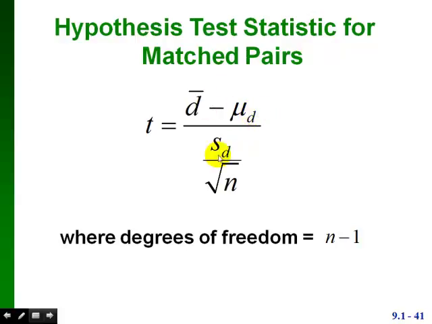Here's our test statistic. It's not quite as complicated as it was for the other two that we looked at. So again, this is our sample mean for the differences. This is our population mean. This is our sample standard deviation for the differences, and this is our sample size. Degrees of freedom here, since we're using the t-distribution, we're just using n-1.